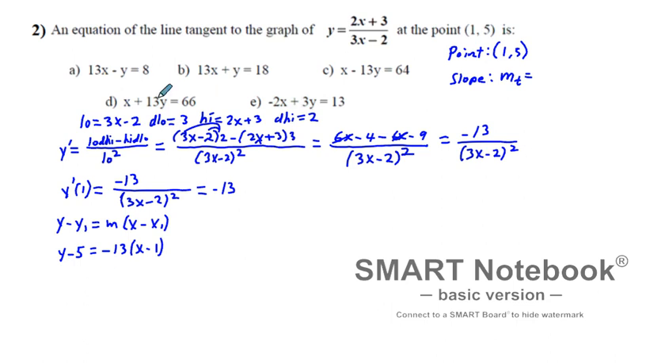It looks like we're going to need that standard form, just the number on the right and all the variables on the left. So on the right side, we're going to have negative 13x plus 13. And to solve this, we can add 13x to both sides of this equation.